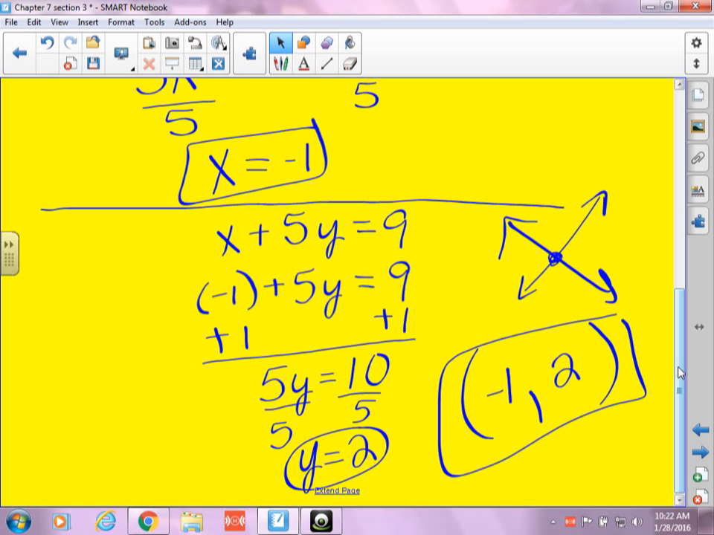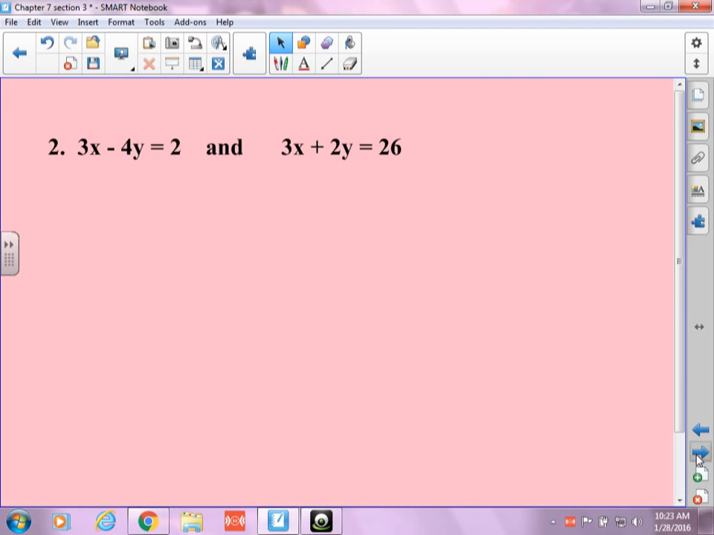Now, if I checked this, which equations do I check it in? Both. And what happens if it doesn't check? You did something wrong. On your homework quiz yesterday, there were 2 people that put no solution. Okay. There is a solution. Your solution is negative 1, 2. It should check. All right, let's move on.